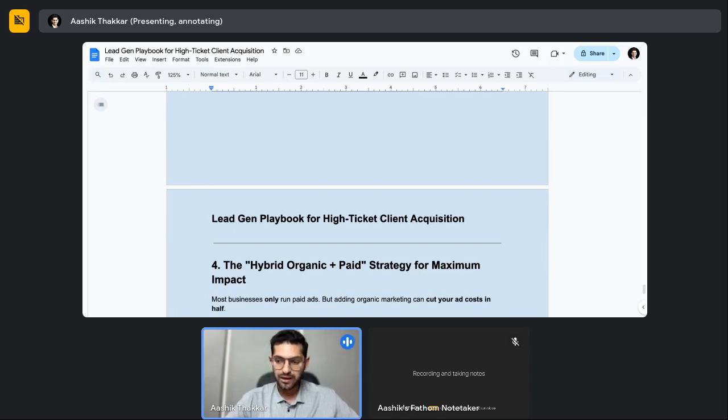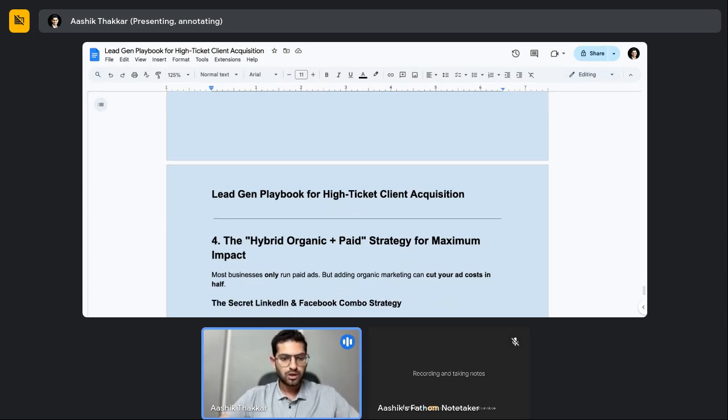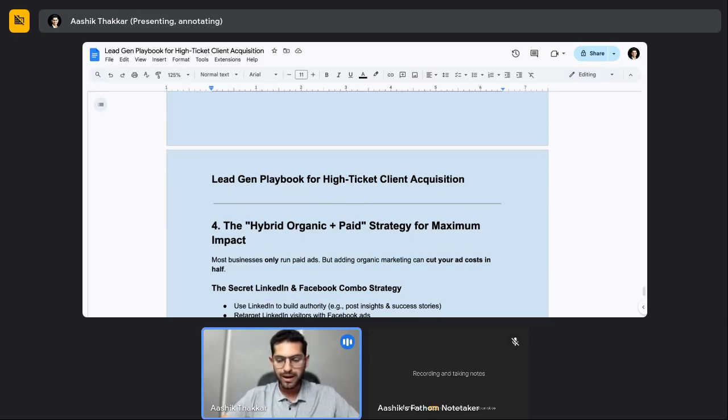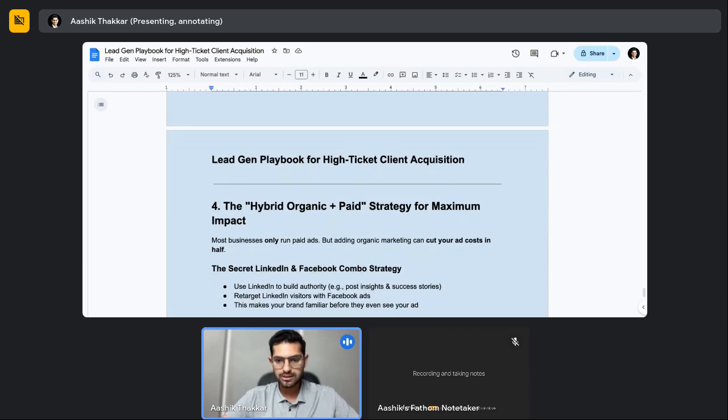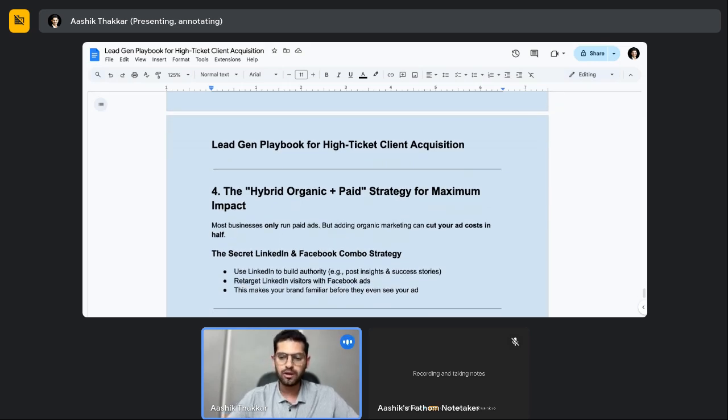And if you have experienced some bad things while running ads, don't think that this is the last step for you. There is surely something that you have missed, or you have made some mistakes in this that is not helping you grow, that is not helping you scale beyond a certain point. Okay. So most businesses only run paid ads, but organic marketing can cut your ad costs in half. If not, it will definitely cut your ad costs by over 20 or 30%.